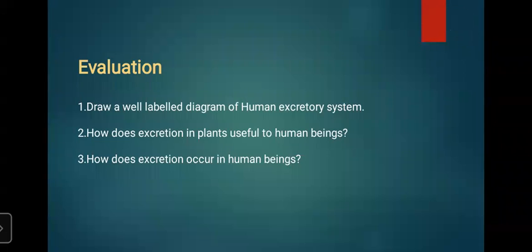If they ask about the nephron, you need to draw the diagram of the nephron. How is excretion in plants useful? You need to tell how it is useful. The excretion of plants is useful because the flowers we eat are excretory material of the plant, which is useful for us. The leaves we eat, even the fruits we eat, are very important for human life. So you need to explain all these things.